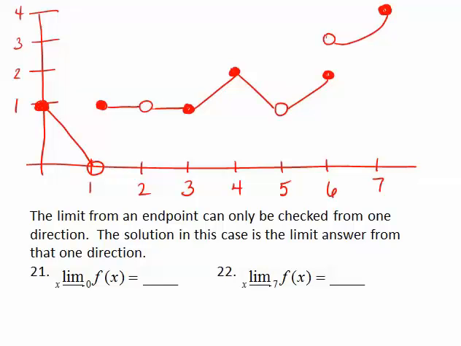Alright, on this next part, I mentioned this way back in the beginning in video 1, but I said the limit from an endpoint can only be tracked from one direction. The solution in this case is the limit from that one direction. So I've got two endpoints in this problem. One of them's at 0 and one of them's at 7. So as x approaches 0, the expected height is 1. And as x approaches 7, its expected height is 4. So those would be the solutions to those limit questions.